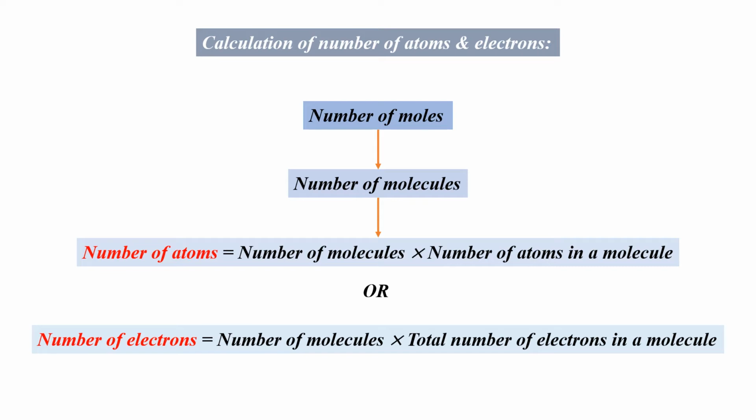Likewise, if you are asked to calculate the number of electrons in a given amount of substance, you first find the number of moles, and then the number of molecules. Instead of the formula for the number of atoms, you use the formula: number of electrons equals number of molecules times total number of electrons in a molecule. Using this formula, you find the number of electrons.